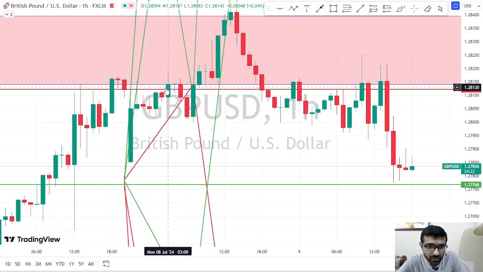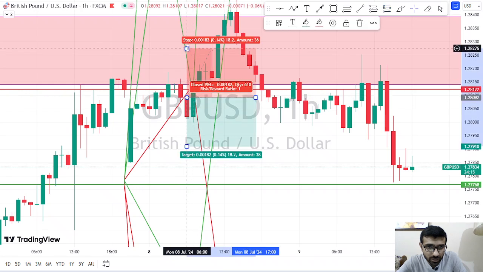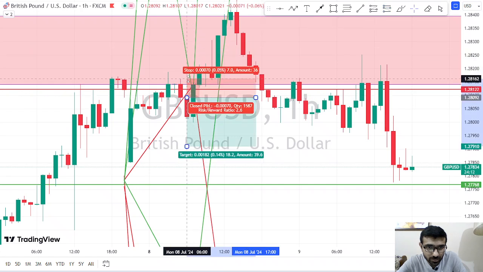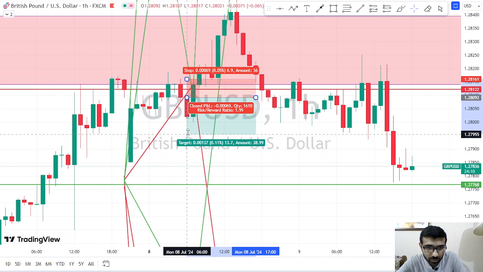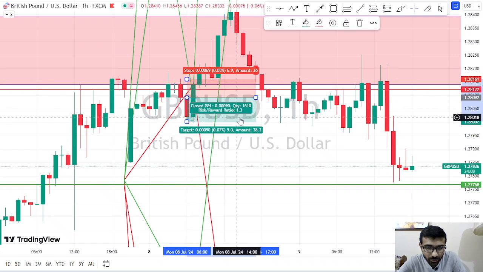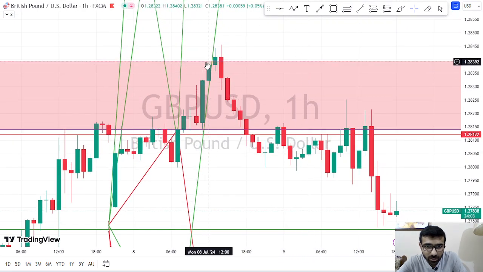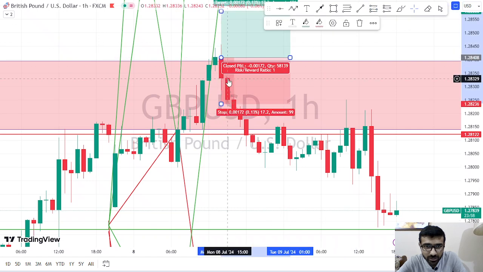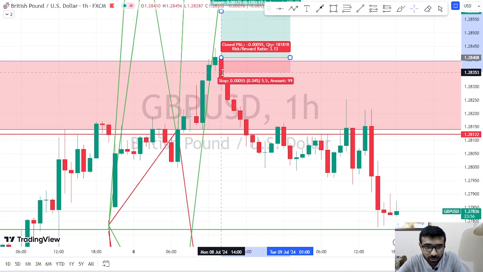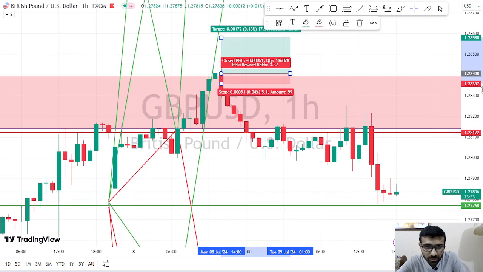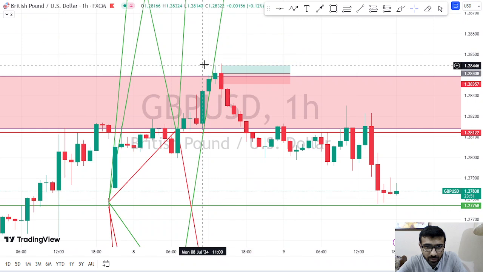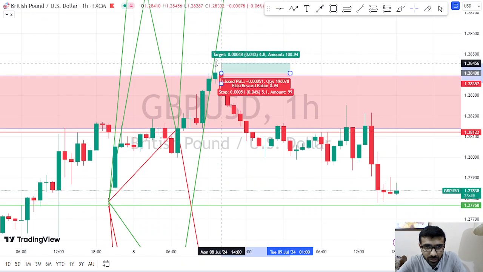Then again market tested our area of resistance and closed below over here. So from here we could again take a short position over here. Our stop loss will be just above this previous candle, and our take profit could be approximately over here, giving us a 1.3% profit. Then market continued to go up, and once market closed above our major area of resistance, and if you guys were risky buyers, you guys could have taken a good buying position over here. Our stop loss will be just below this previous candle, and our take profit could be approximately somewhere around here.